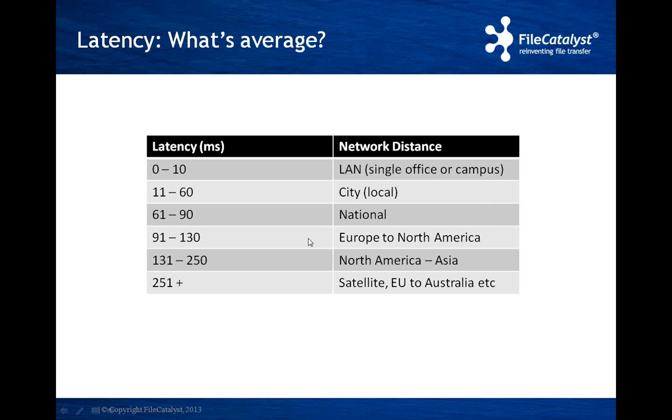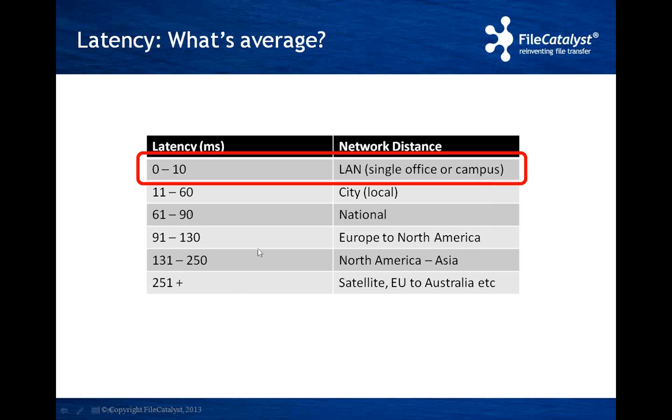If you're going to international transfers, like Europe to North America, you'll be looking at a range of 130. Going to Asia from North America will be 250, and 250 plus will be either Europe to Australia, or North America to Australia, or you'll be going over a satellite, because satellite connectivity usually has latency starting around 500 to 600 milliseconds. So that causes quite a bit of a slowdown on TCP.